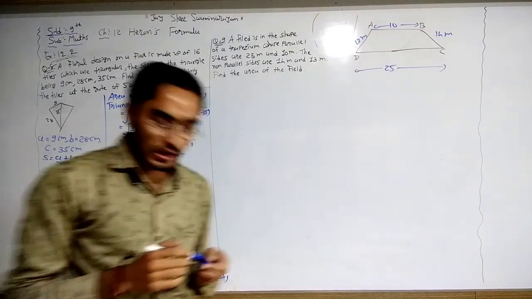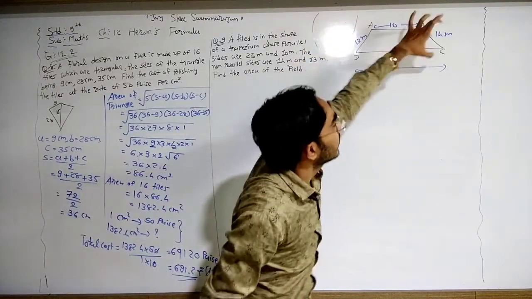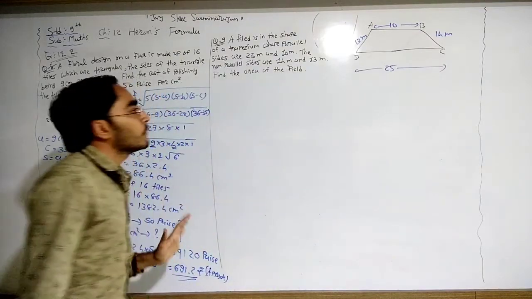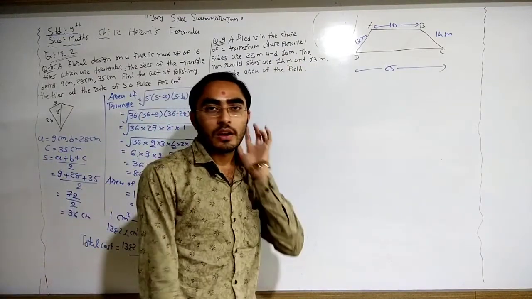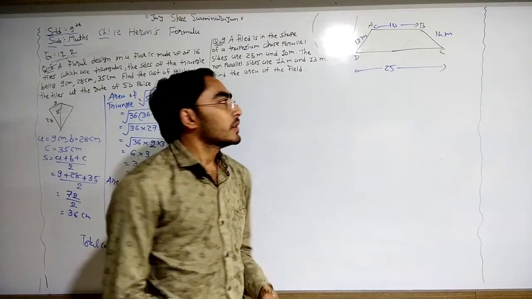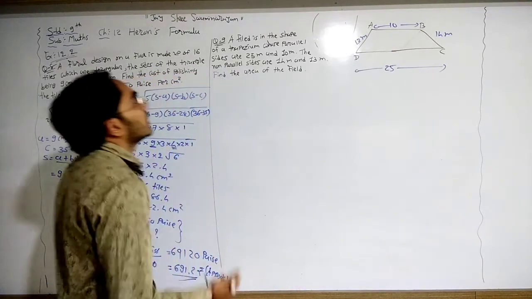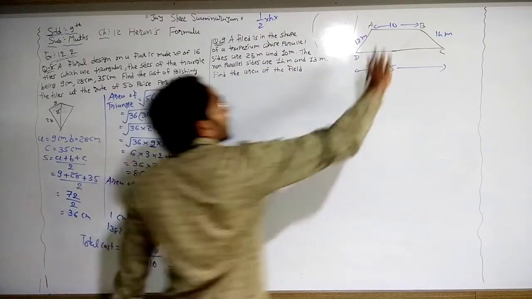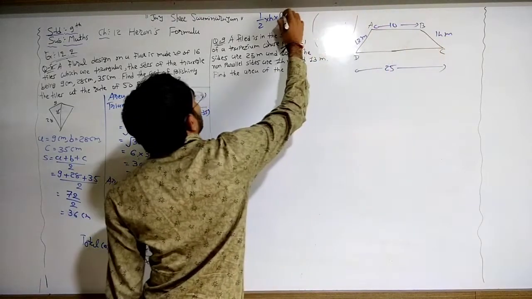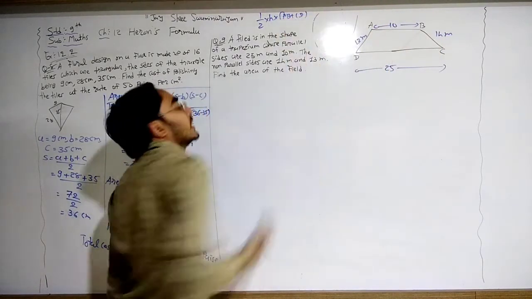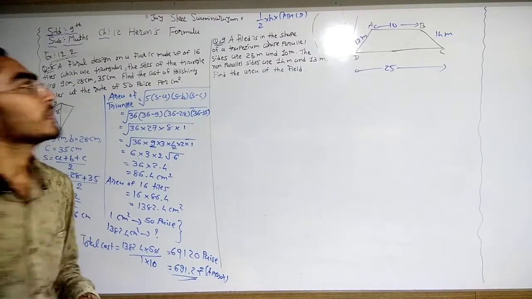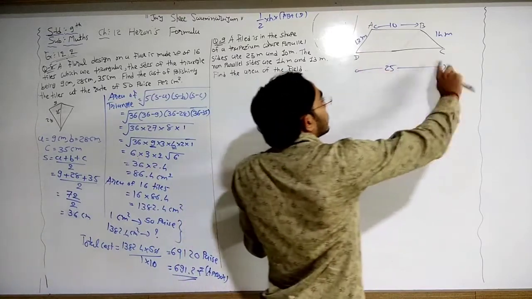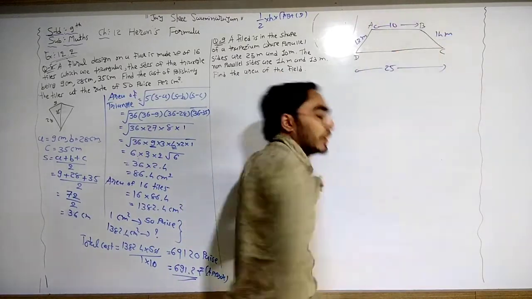Okay. In trapezium, these two sides are parallel, 10 and 25. Non-parallel sides 13 and 14. We need to find the area of trapezium. So first of all, what is the formula of area of trapezium? Okay, the formula is half into height h multiply sum of the parallel sides AB plus CD. This is the formula of area of trapezium.